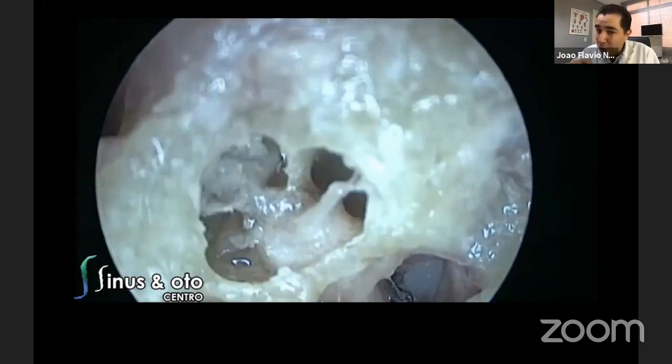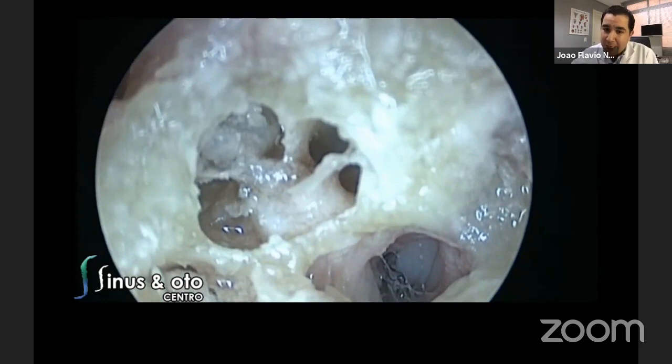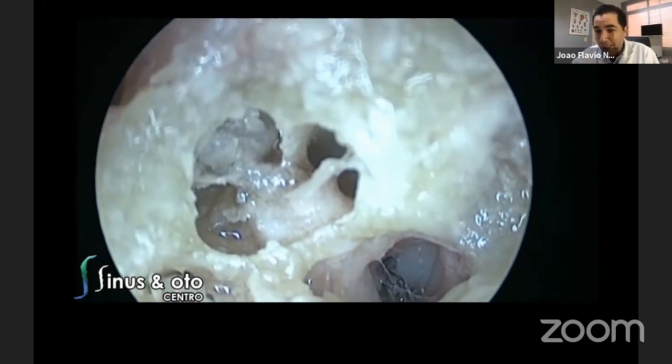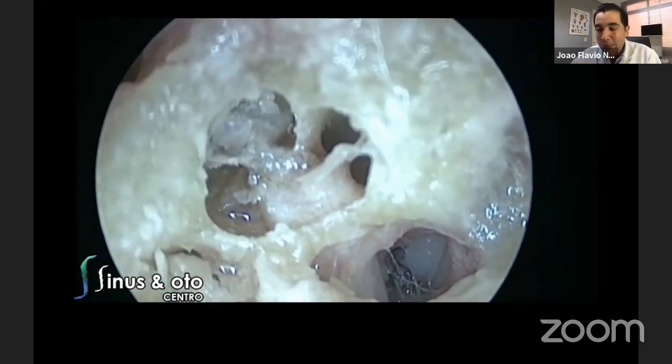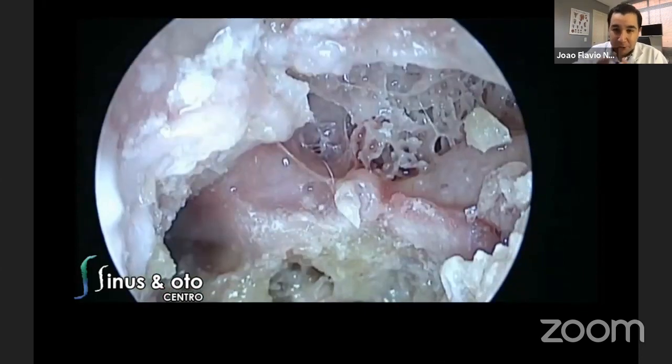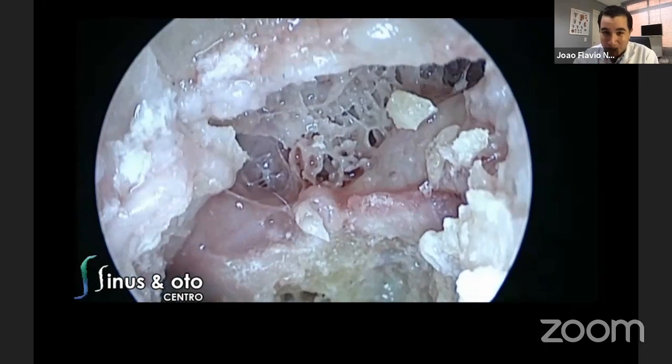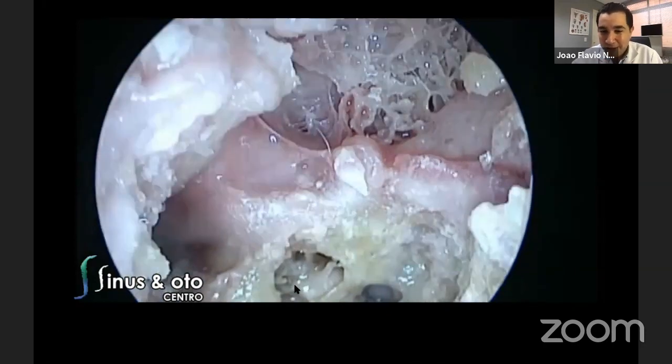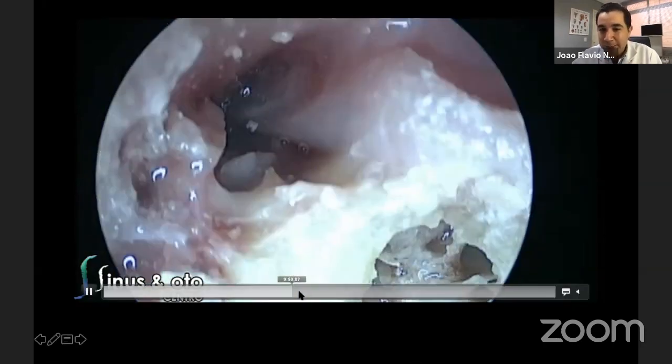If we put an angle degree, we can actually go inside. And there was one specimen that I did one time that had a big internal auditory canal, where we could go all the way to the brainstem from here, just as an anatomical demonstration, not a surgical demonstration. But it's possible to see that anatomy.